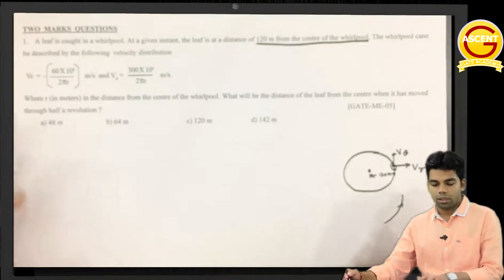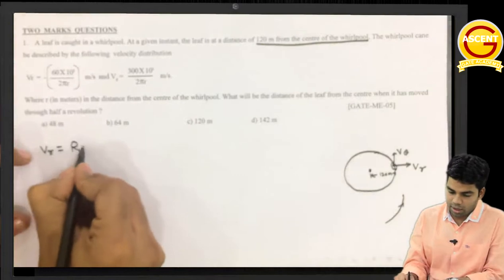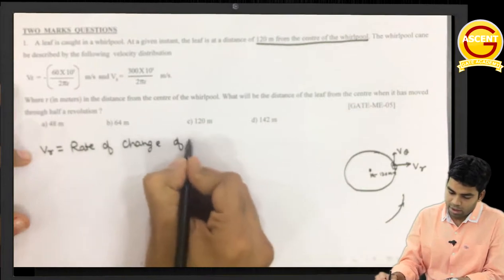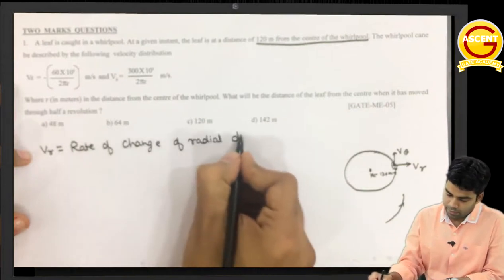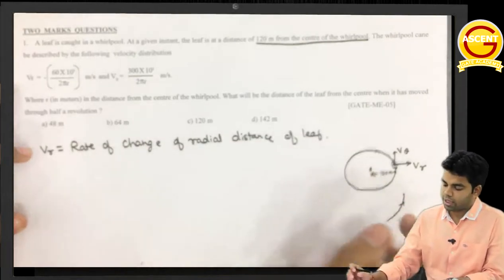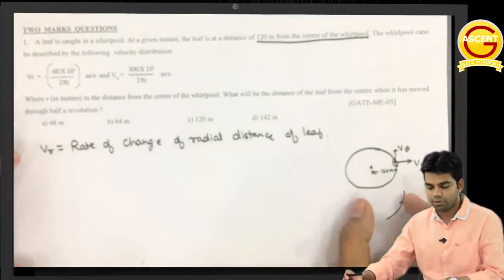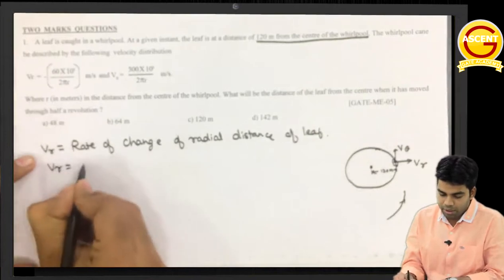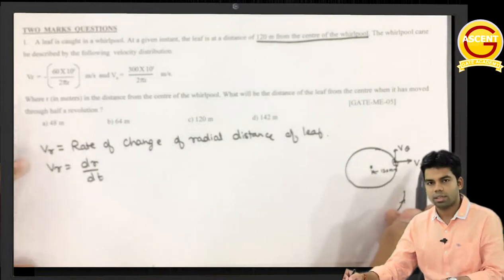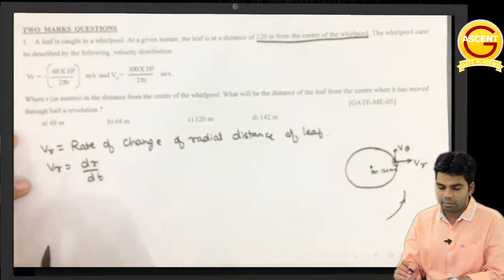That means this leaf is moving in the tangential as well as in the radial direction. Now this Vr, understand this very carefully, students. This Vr is nothing but the rate of change of the radial distance of the leaf, that is, how much it is moving radially. So Vr can be written as dr by dt. Vr is nothing but dr by dt.